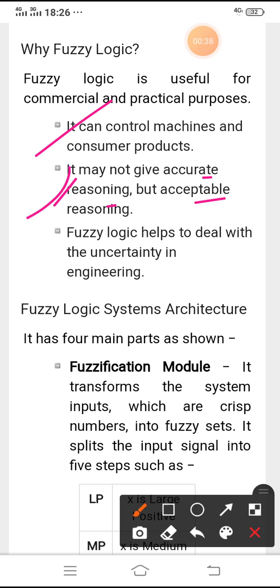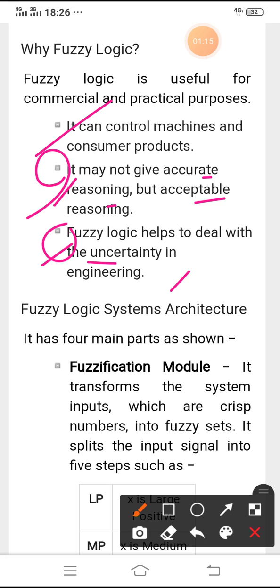Yes, it's the most important point that in fuzzy logic, we have certainly yes, certainly no, possibly yes, possibly no, cannot say. This type of fuzzy logic we have. So the values may lie in between yes and no, so decision making possibility may range between yes and no. So it doesn't give us accurate reasoning, but yes, it will give us acceptable reasoning. Fuzzy logic will help us deal with uncertainty in engineering also. This is also a very important point.